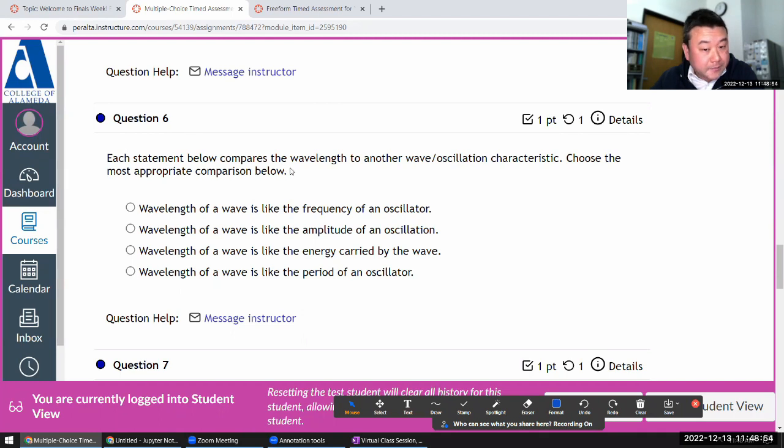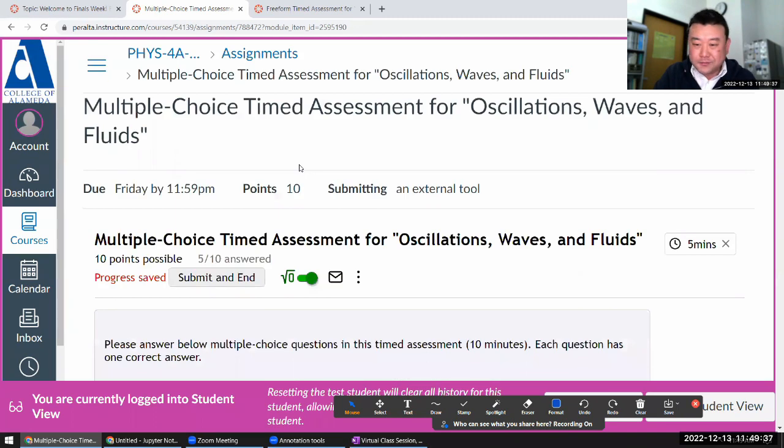Each statement below compares the wavelength to another wave or oscillator's characteristic. Choose the most appropriate comparison below. Wavelength, frequency, not really. Amplitude, nothing like it. Energy, not really. I guess in case of analogy, they don't necessarily have to be tied together, although in this case, they usually are. So wavelength is like a period in the sense that wavelength is the smallest spatial portion of the wave that repeats. Period is the smallest duration of time over which an oscillator repeats what it was doing before. So I think that's really the way to get it.